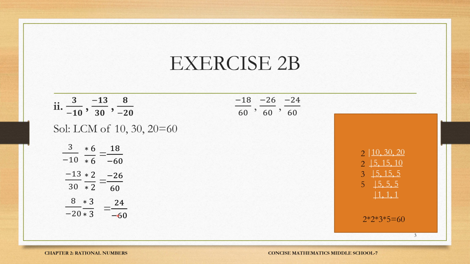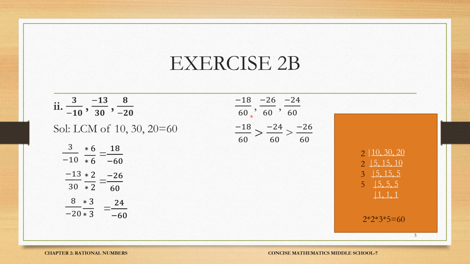And even here, it is 24 by minus 60. I have placed it as minus 24 by 60. Now it is very easy to compare them, right? So descending order means biggest to smallest. So among these, which is the biggest number? Minus 18 is the biggest. So minus 18 by 60 is greater than minus 24 by 60 is greater than minus 26 by 60.